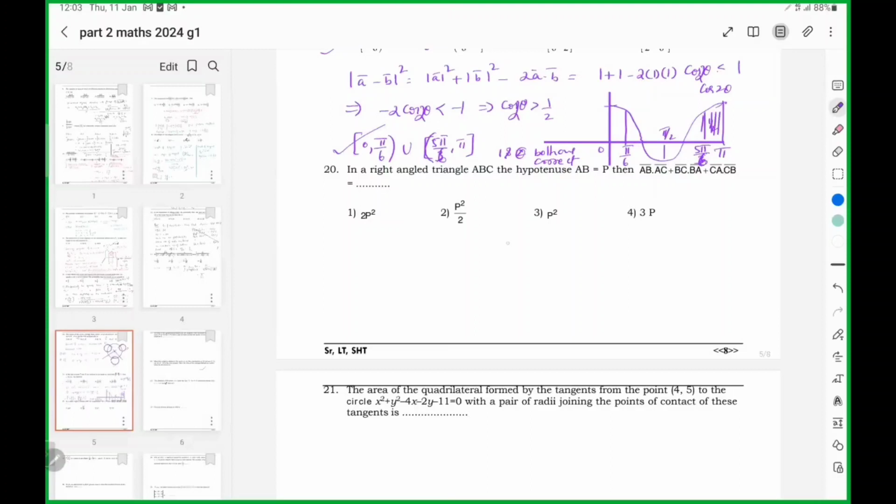In right angle triangle ABC, AB is hypotenuse.